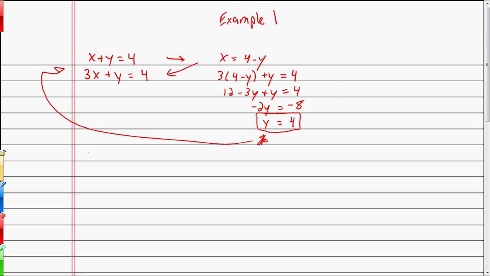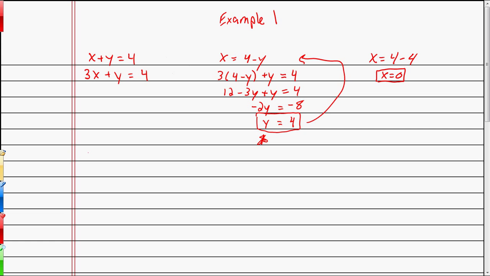But the easiest one to plug it into, we actually rewrote up here. So x equals 4 minus y, but y is 4, so x equals 0. And so we have solved this system of linear equations: x equals 0 and y equals 4. And you can always check your solutions.